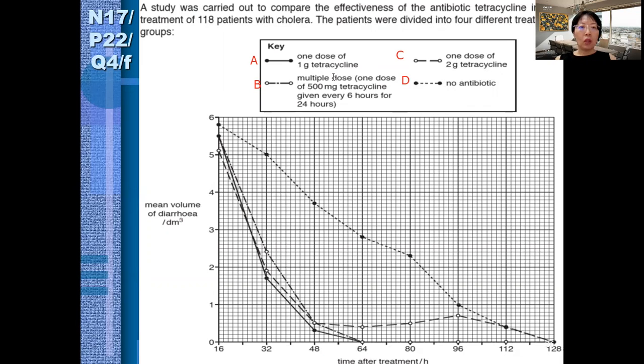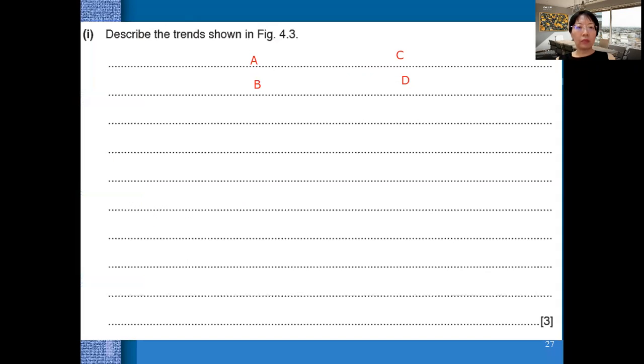So 4 groups. So we will look at the graph and see that the mean volume of diarrhea actually starts to decrease with time when the treatments are given. Even if the treatments are not given, the mean volume of diarrhea is also decreasing with time. So that's what we can see from the graph. So let's look at the question. Okay, so the next question.